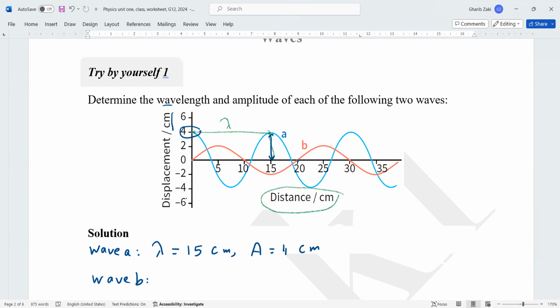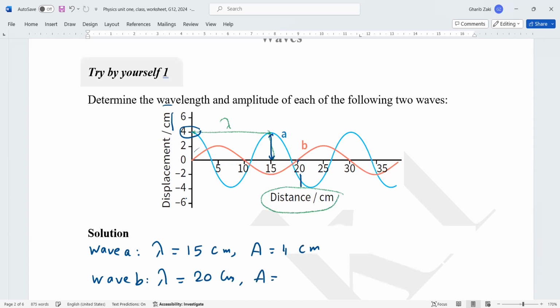Can you see? One wave, one complete wave takes 20 centimeter. So the length of one wave is 20, the length of the red wave is 20 centimeter. So lambda of wave B is 20 centimeter.